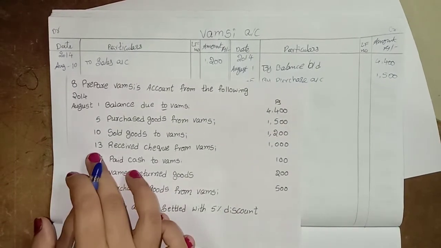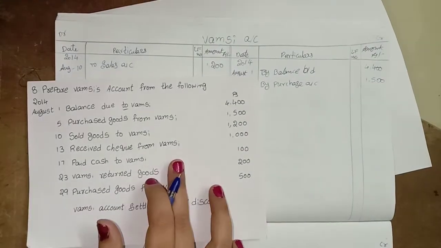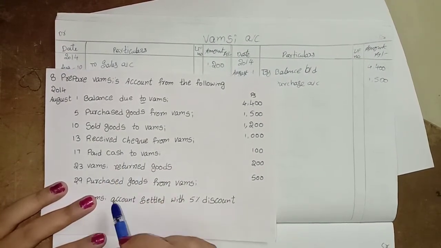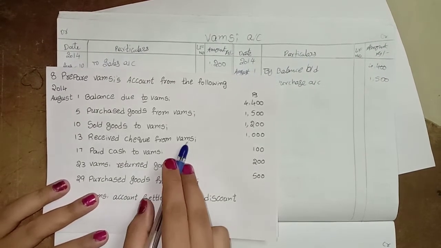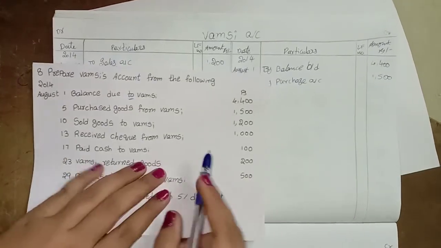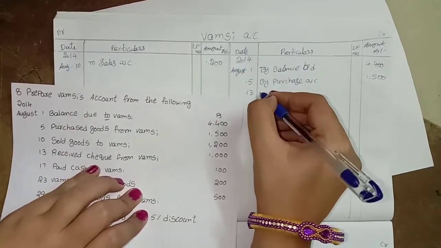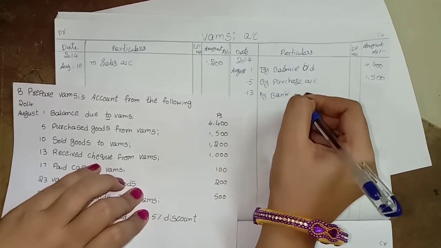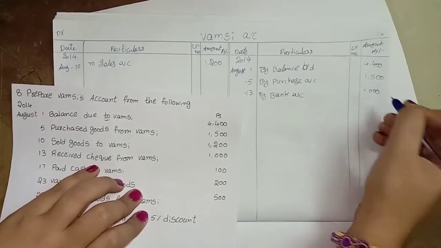And next one is on 13th, received cheque from Vamsi. We have received the cheque. Cheque means it is bank account. Bank account debtor to Vamsi account. So Vamsi in credit side, we have to enter the bank in credit side. The amount is 1,000 rupees.